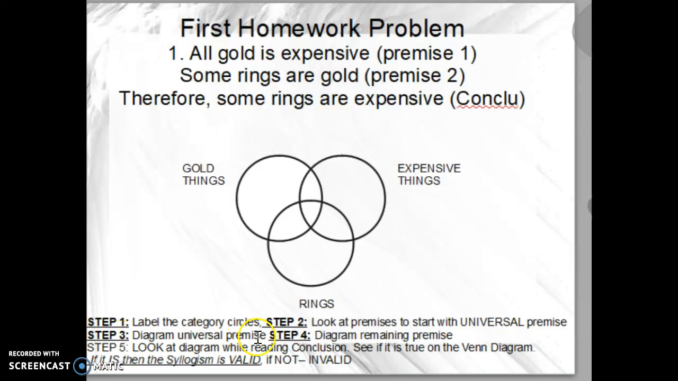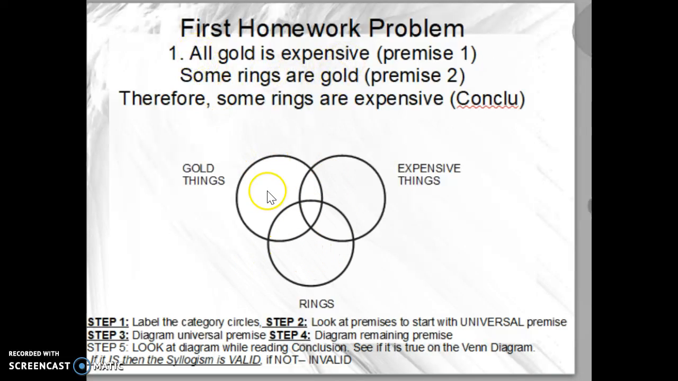Step 3 says, diagram the universal premise. So how are we going to do this? The first one says, all gold is expensive. So if this circle stands for all gold things, we're going to look for where it overlaps with the expensive things. Here's the expensive things circle. So we know we're going to have to do something with these 2 circles, and we're not dealing with this circle down here at all.